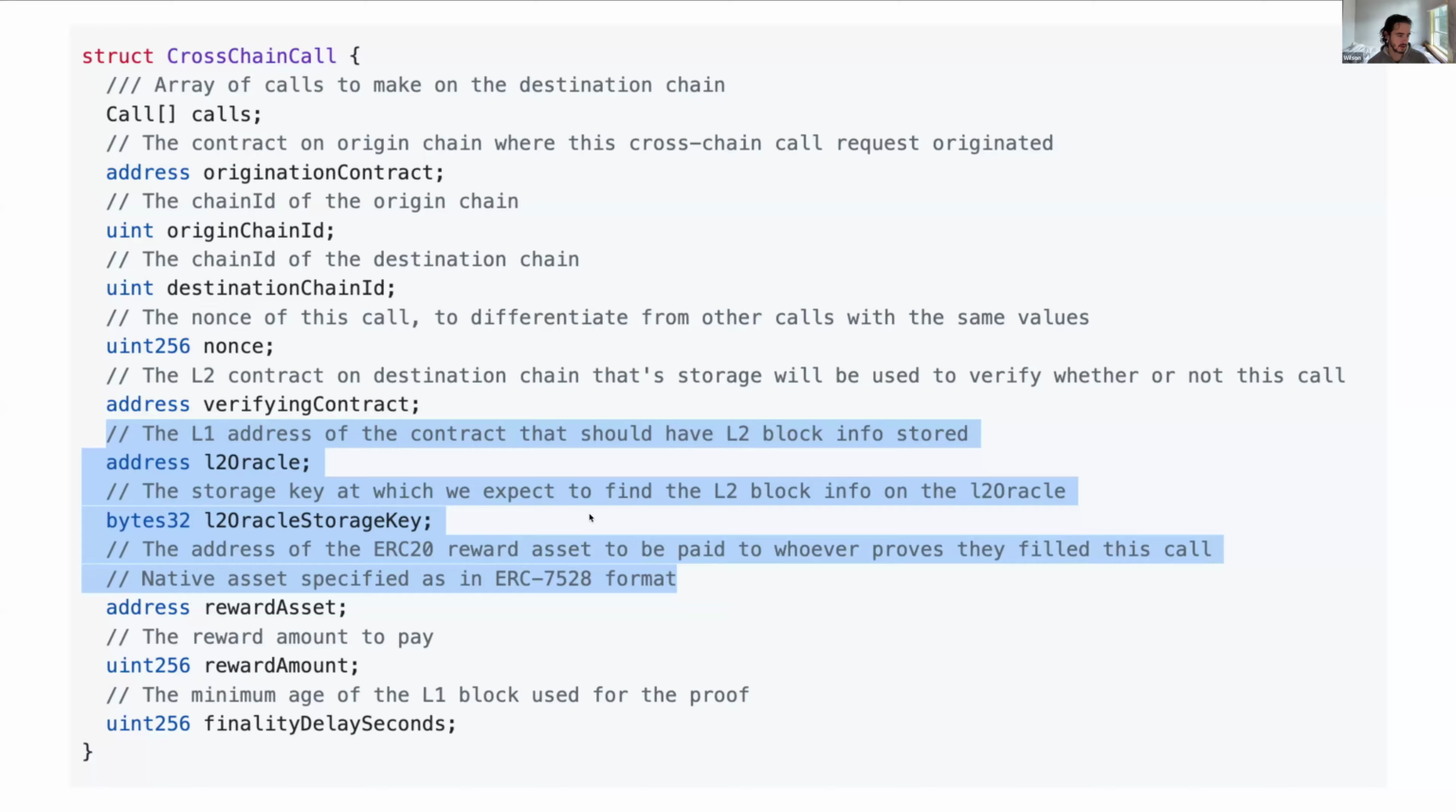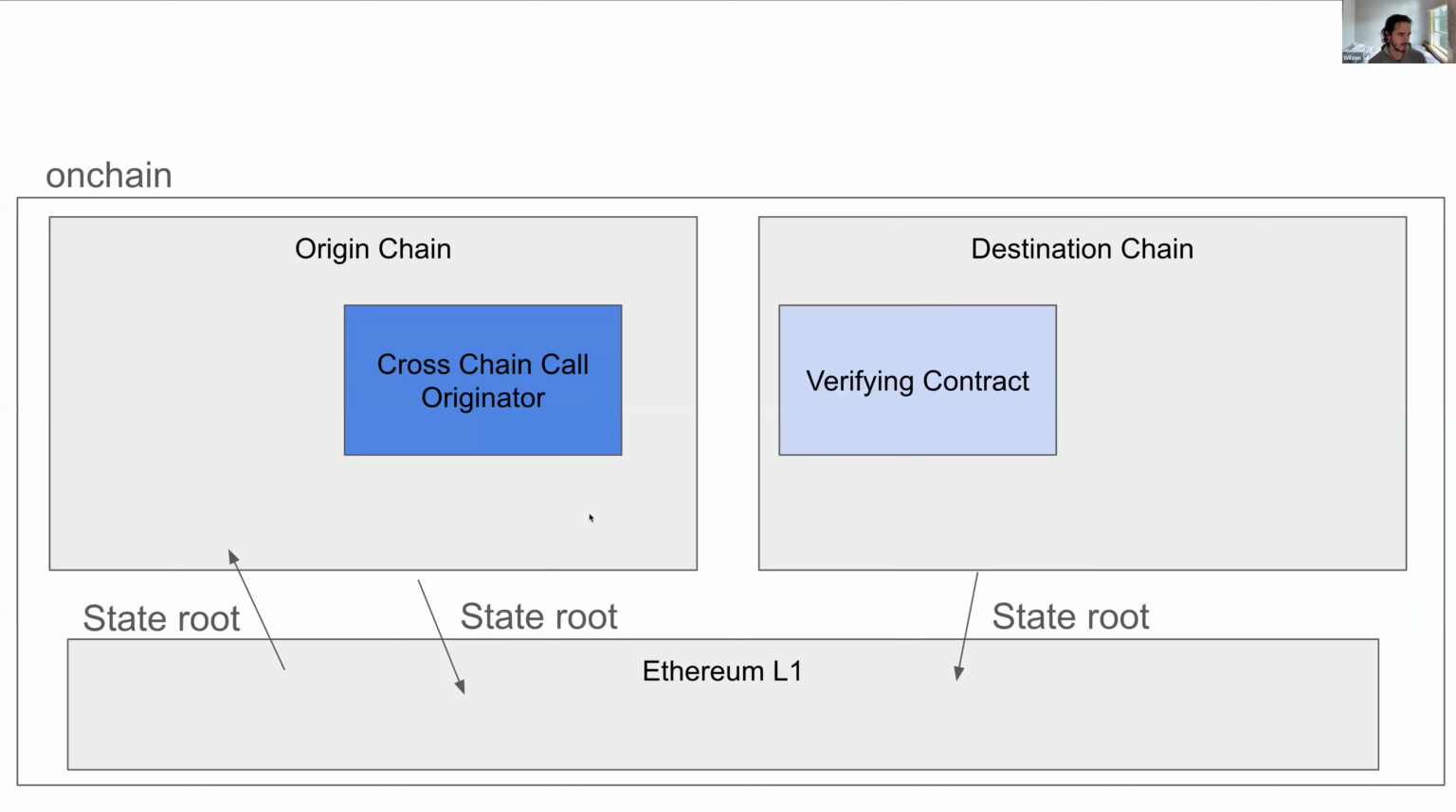You're checking on L1. You're proving using the L1 state root that some other L2 state root exists on L1. And then you're proving using that other state root something about that other chain. And this is all happening atomically in a single transaction.